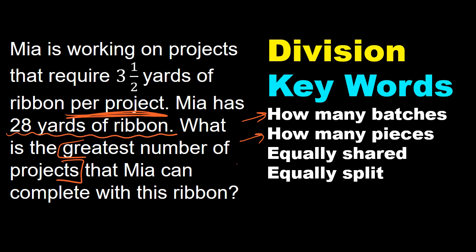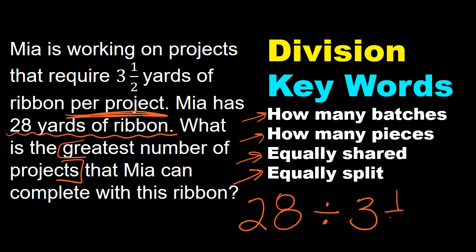If we're going to equally share or equally split something, we're dealing with division. So in this case, if I was going to set this up, I'm going to write this one out because this one is a little tricky. I have 28. Now I'll divide that by 3 1/2. And then I'll go ahead and follow the division rules where I'm making both of them improper fractions. I'm keeping the first fraction, flipping the second fraction, and then multiplying it.